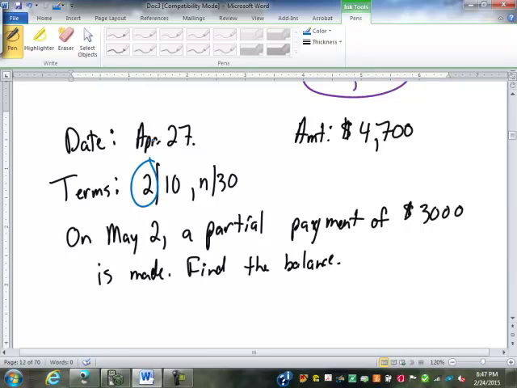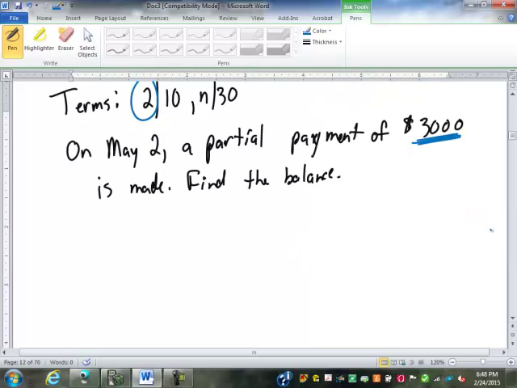The only problem is they didn't pay off the full amount. They didn't pay off the whole $4,700. They only made a partial payment of $3,000. But even though it's only a partial payment, they're still going to get the 2% discount. The problem is we don't take the 2% of $3,000. The $3,000 is the amount that is paid after the discount. So we need to figure out what would be the amount before the discount.